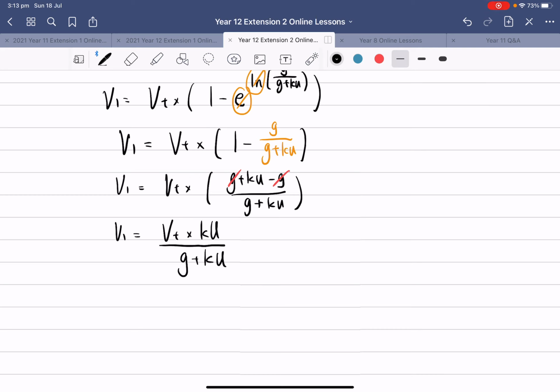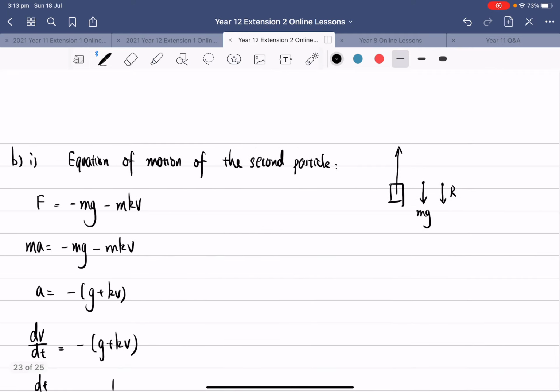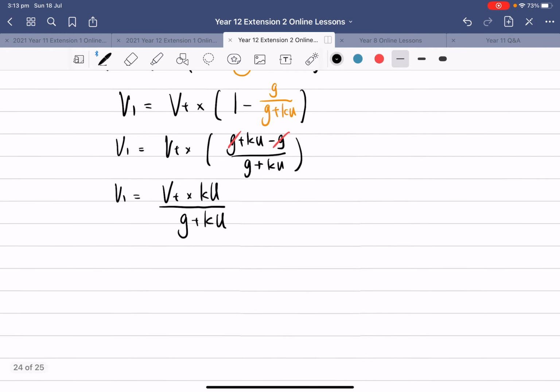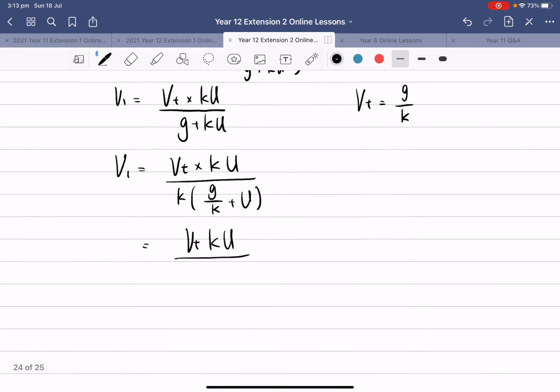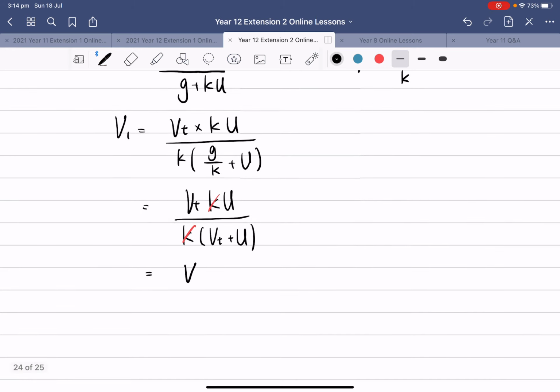Now, what we need to do here is remember the velocity. I think the terminal velocity is equal to g over k, right? Yep. So Vt is equal to g over k. I just need to find a g over k somewhere. How about V1 is equal to Vt times k capital U over g over k. If I factorize the k outside, that gives you g over k plus capital U. So Vt ku over g over k is just Vt, so that gives you k bracket Vt plus U. Then we can cancel the k and k, and instead of writing Vt, we can just write V, because I just write V for terminal velocity. So VU over V plus U, and that's what the answer is.